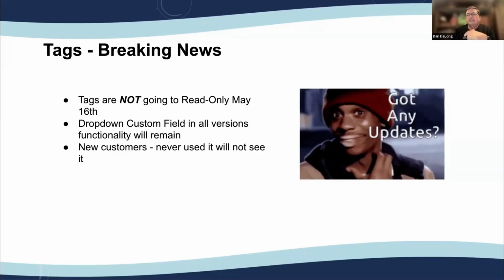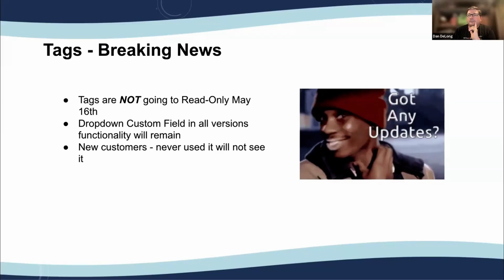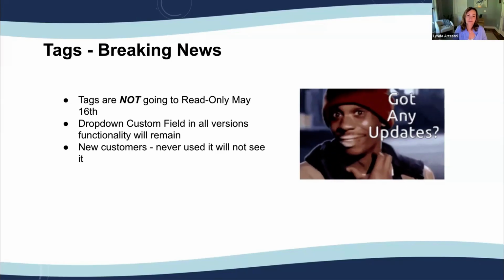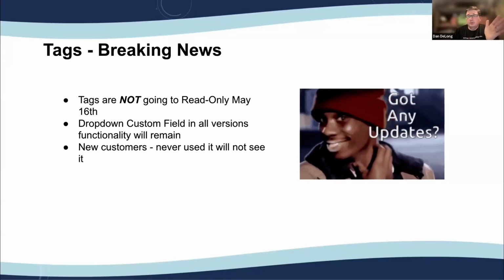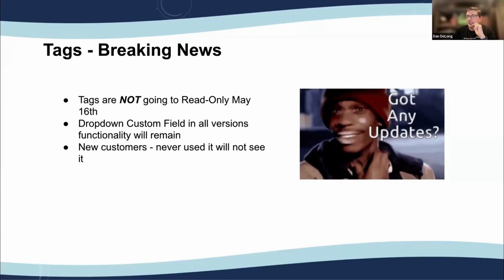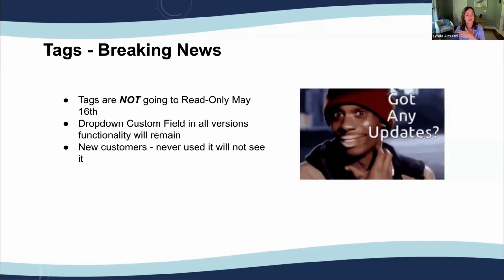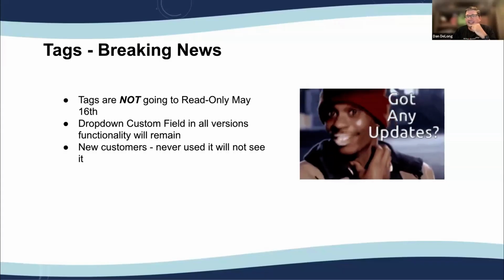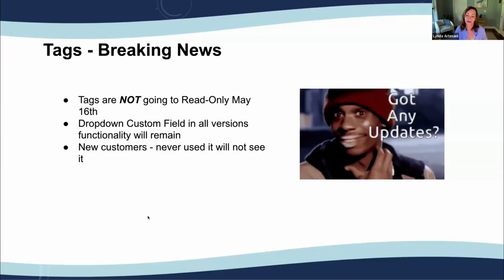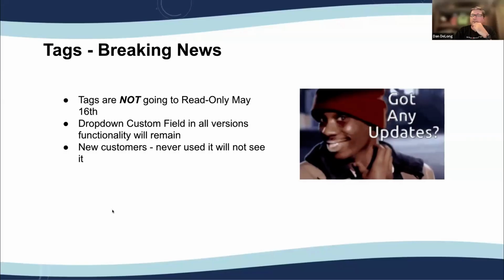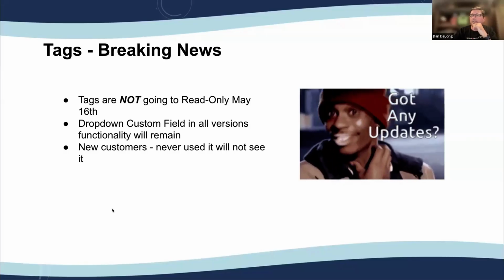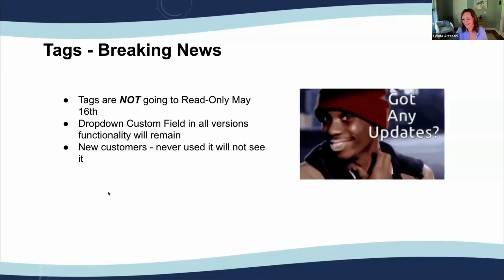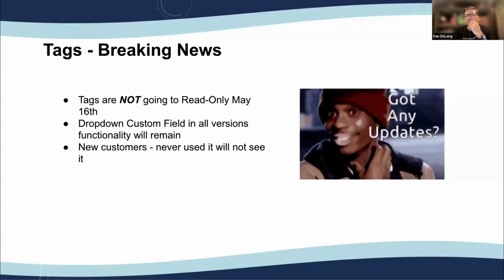However, at least they did make a positive change or reversal of this change, because tags are not going read-only on May 16th. But are they going to kick the can down the road and do it in September, or is it just off the table now? I do not know. I figured they were going to kick the can down the road, but I don't know either. I should have put on the slide as of May 13th, 2025. I don't even know what year it is.